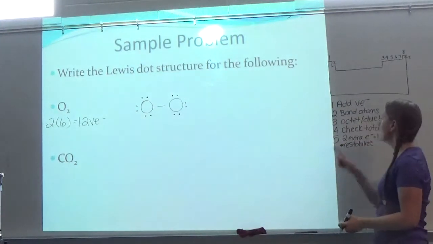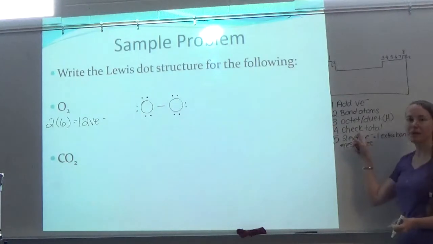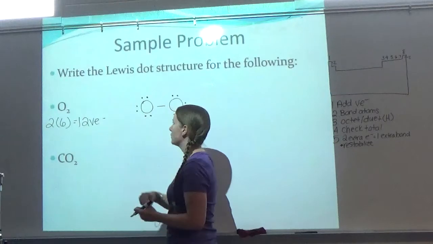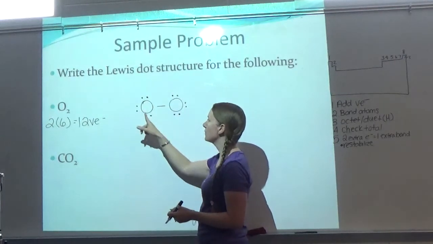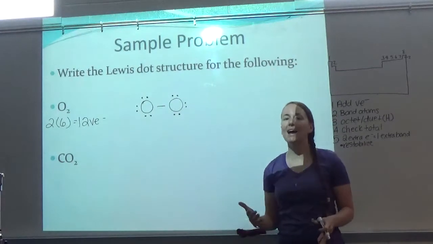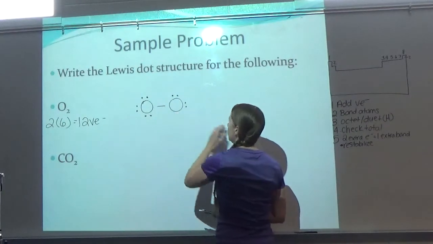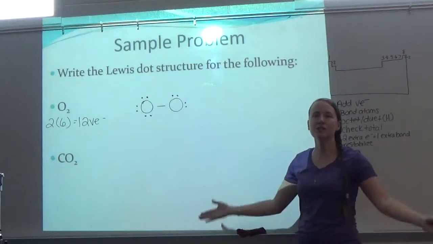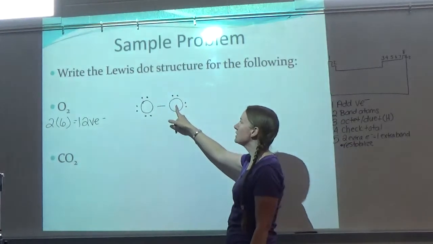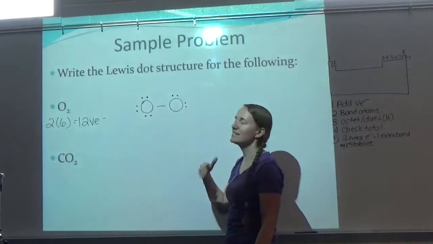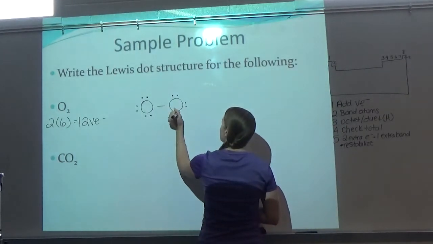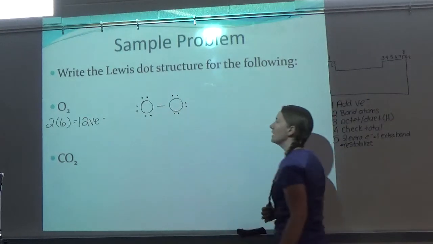Alright, so step 4 is check my total. Okay, I'm allowed to have 12 valence electrons. I have 2, 4, 6, 8, 10, 12, 14. When that happens, a lot of you do this. I had too many, so you just get rid of 2. You can't do that. Because if you look, this oxygen now only has 2, 4, 6. It doesn't have a full octet. Okay, so when this happens, don't just start taking away electrons.